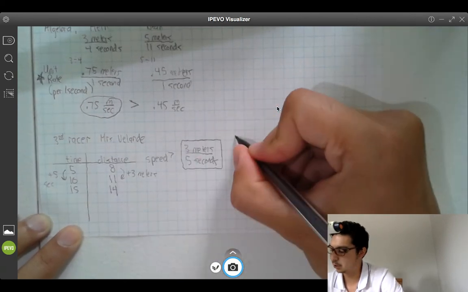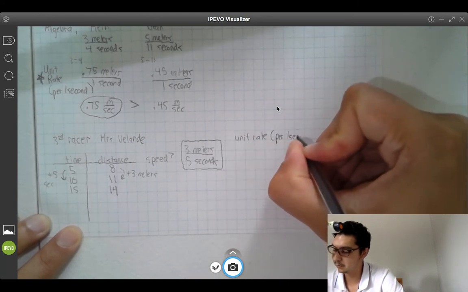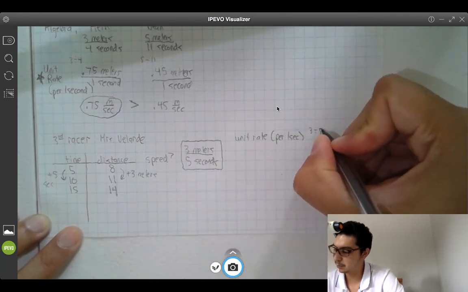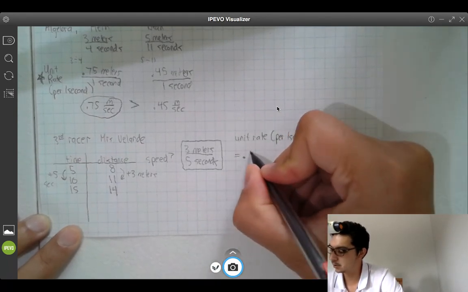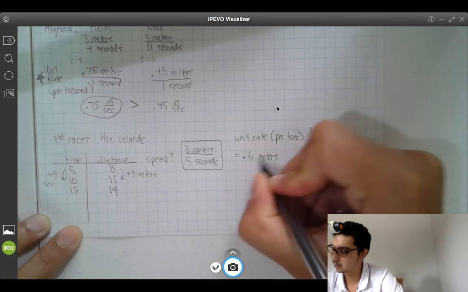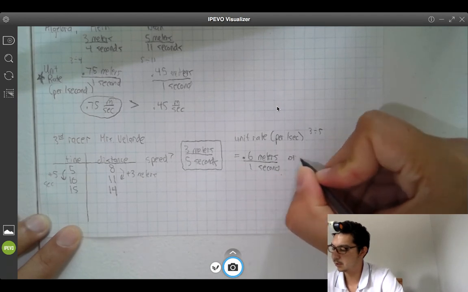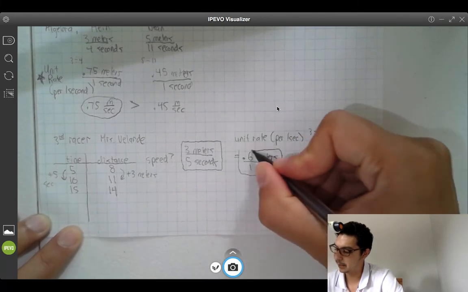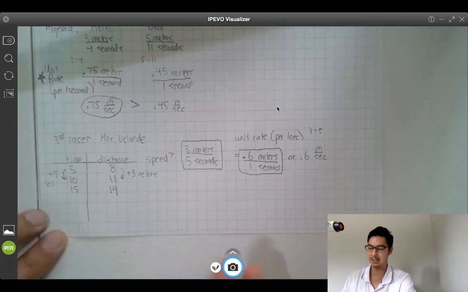And if you wanted that as a unit rate, which again means per 1 second, do 3 divided by 5. If you use a calculator, what you would get is 0.6 meters per 1 second, or you can just write that as 0.6 meters per second. And that was her speed. So you can see how sometimes from a table we can get that speed as well.